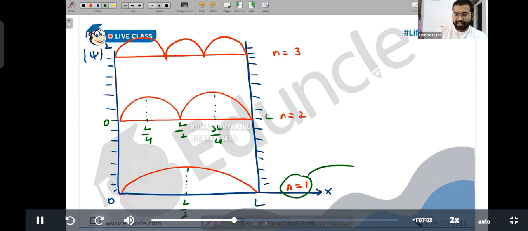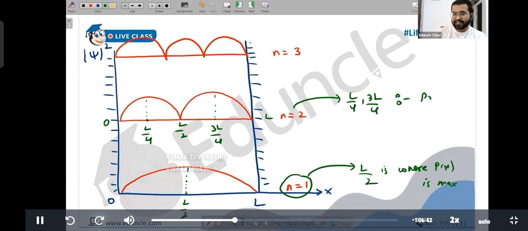You can write here for n equals 1, L by 2 is where the finding probability is maximum. And similarly, for this one, L by 4 and 3L by 4 is the region, people, where the probability of finding the particle is maximum.